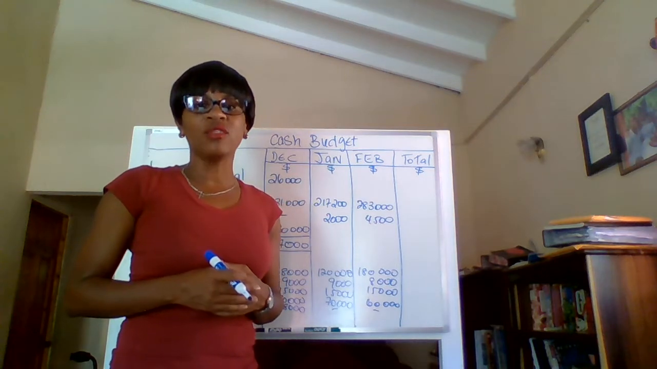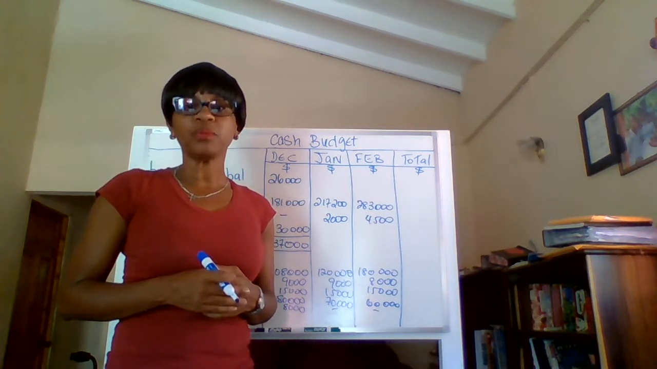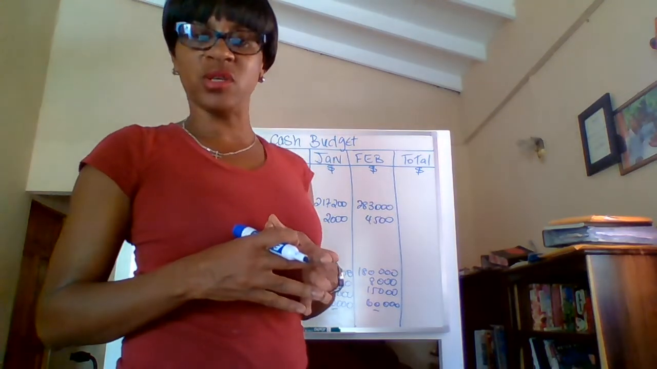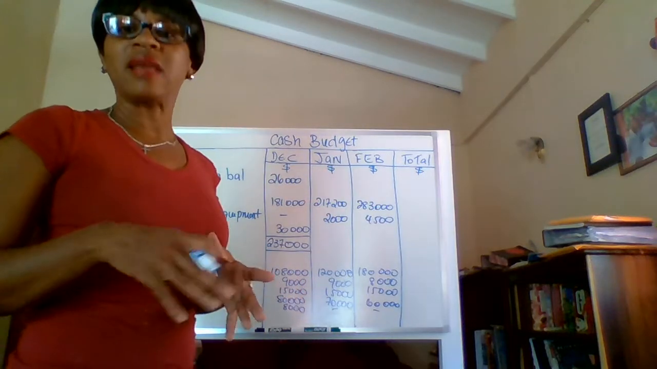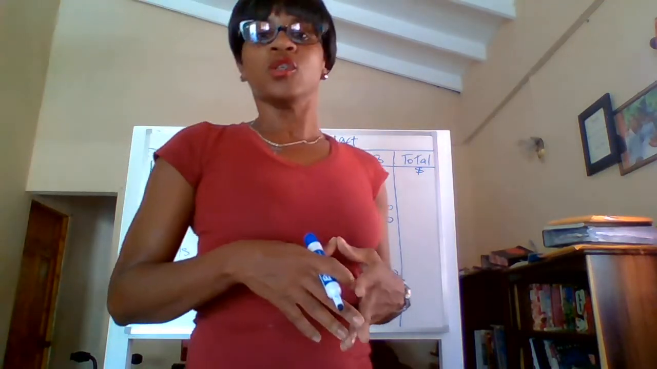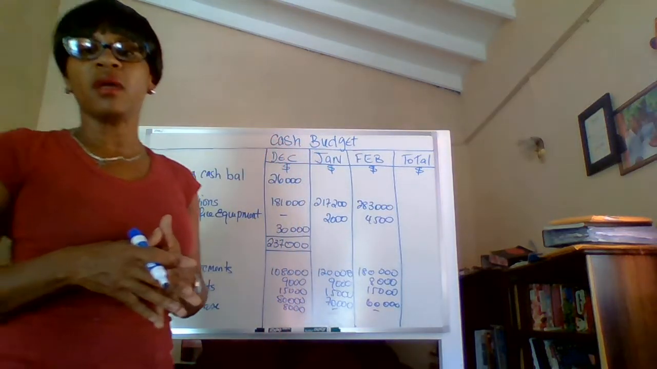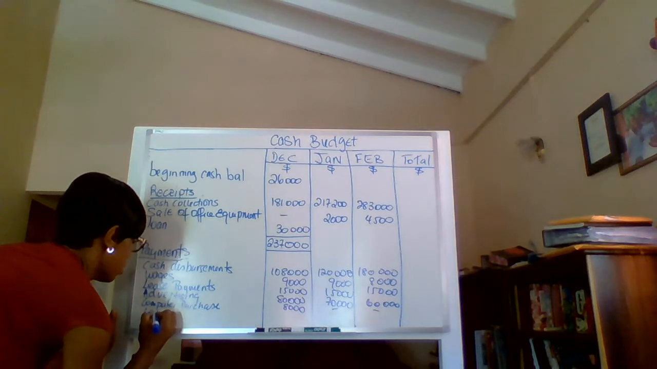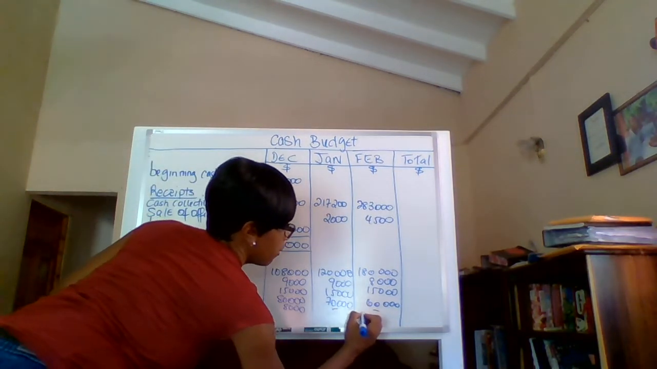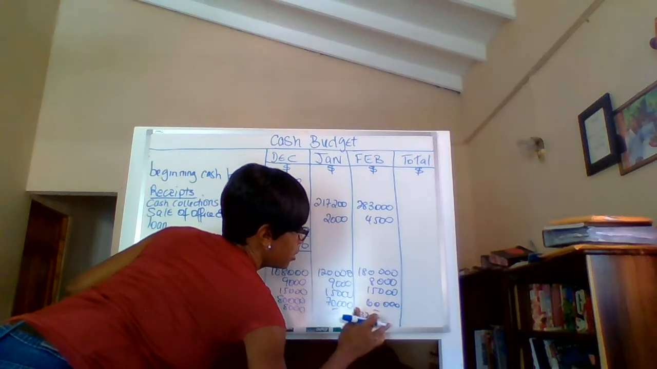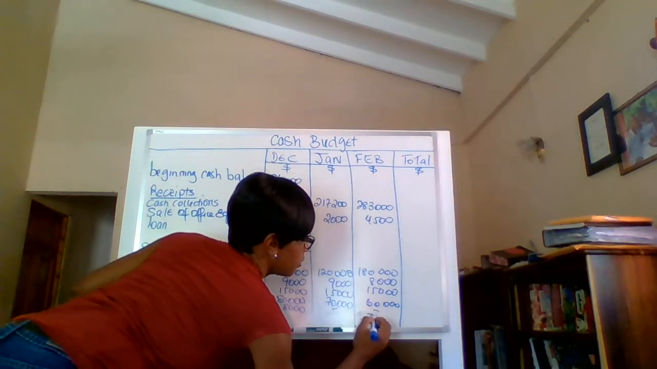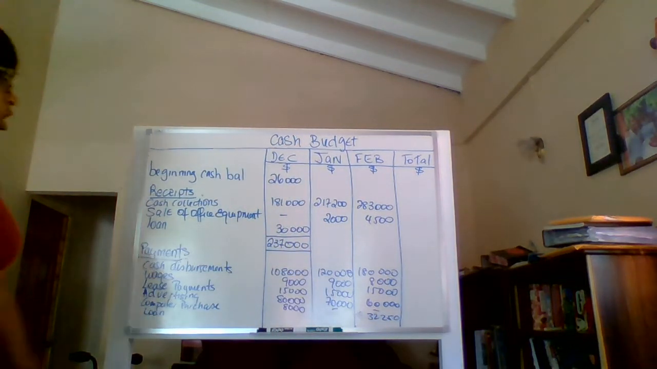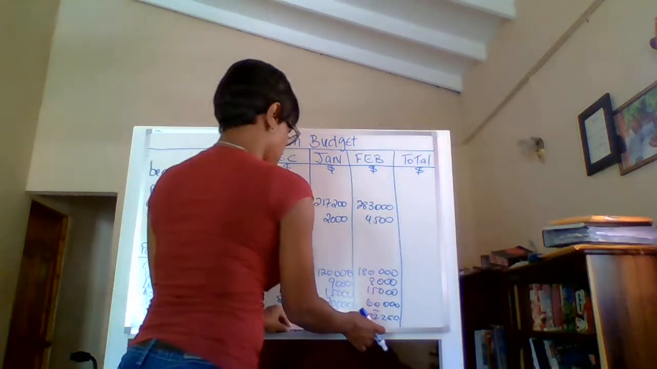Okay, and note G tells us that the loan is repaid in February, principal plus interest. The principal is 30,000 and the interest is 2,250. So in February, we are going to pay 32,250. So loan repaid in February is 32,250. These are all your payments.